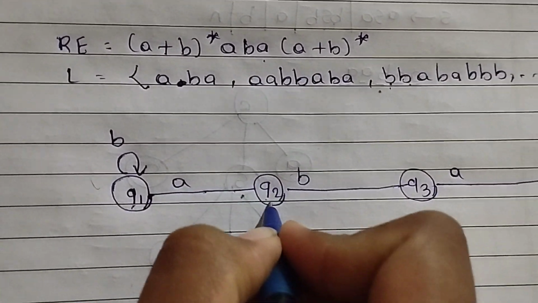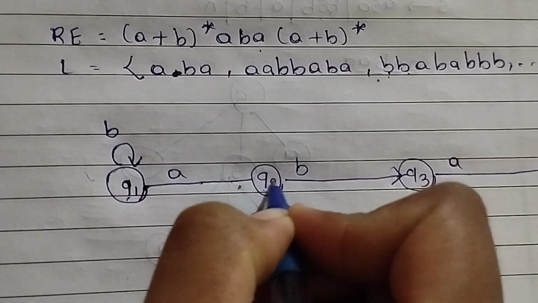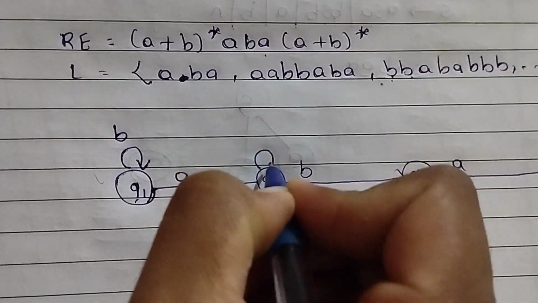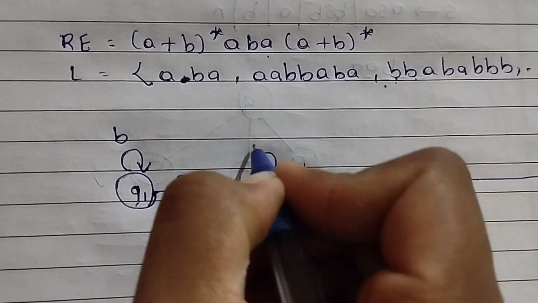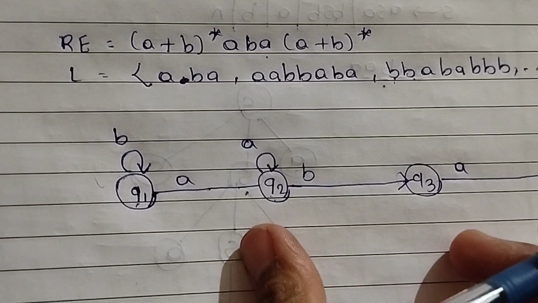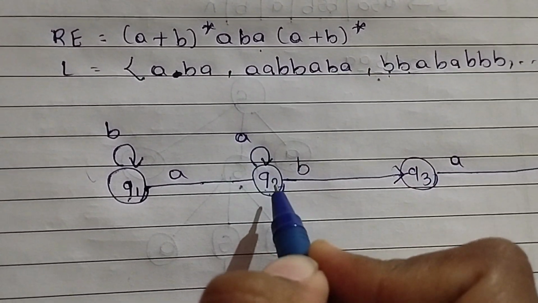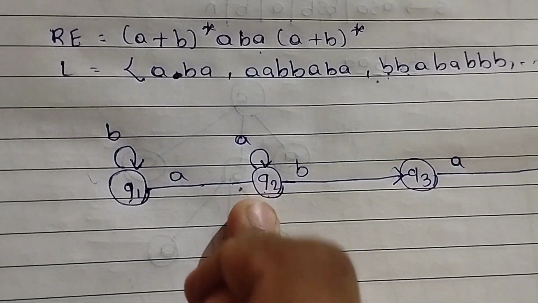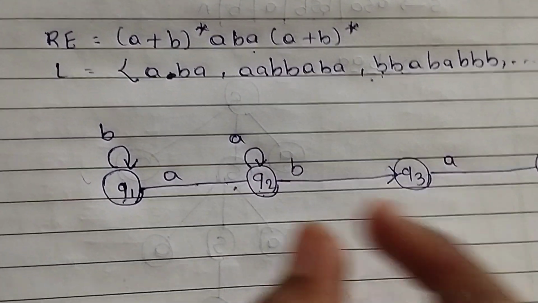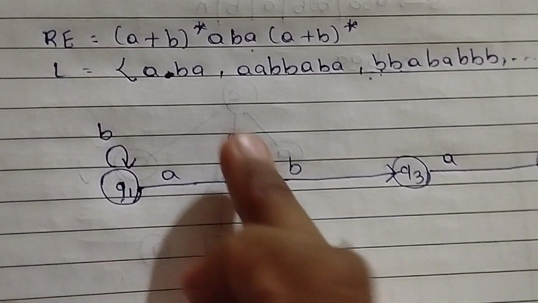Now for the Q2 state, B is transferred onward, but A is not transferred anywhere. So where do we transfer? We transfer it to itself, A, because the string is maintained this way: if n number of A's come, and then at the end A is present, the ABA substring is still formed. So it is correct to write a cycle for A.